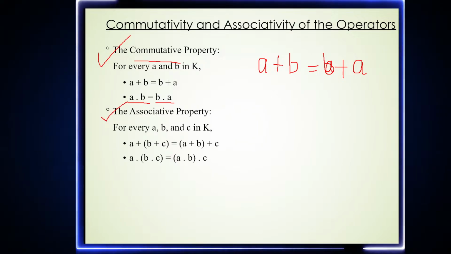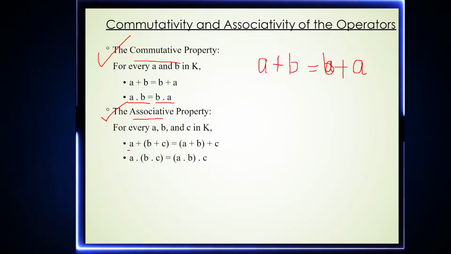Then what is the associative property? We have also studied this in algebra. Let's revise it. A plus (B plus C) is nothing but (A plus B) plus C.